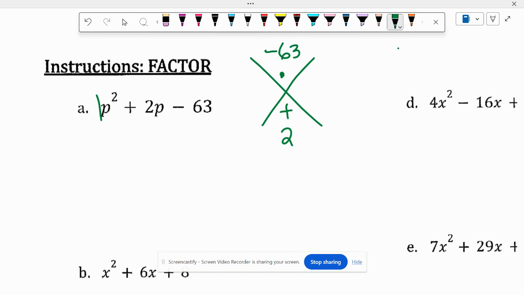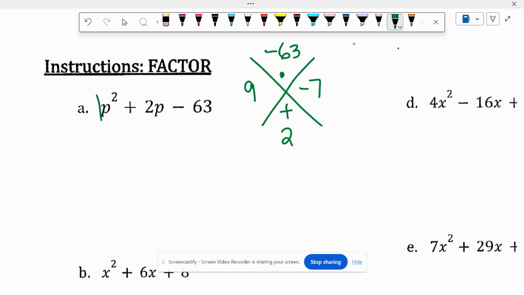So what are some factors that divide 63 nicely? Well, I see that when X is 3, I get negative 21. What else? 7 gives me negative 9 and positive 9 gives me negative 7. So positive 9 gives me a factor. Positive 9 and negative 7, when I add them together, give me a sum of positive 7, negative 9 give me a negative 2.